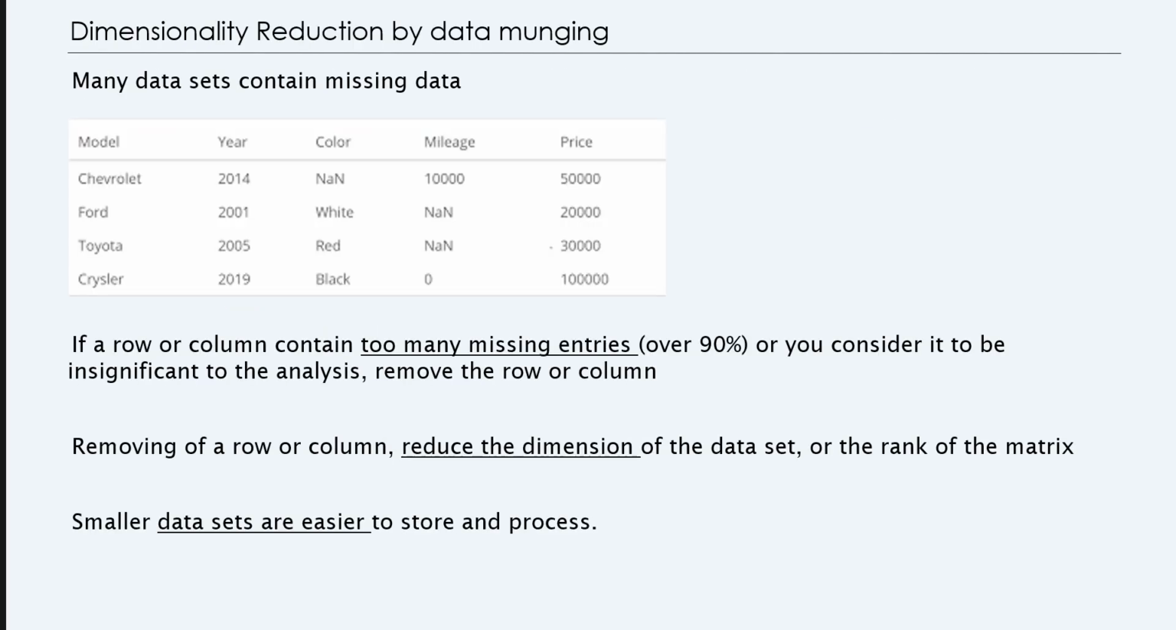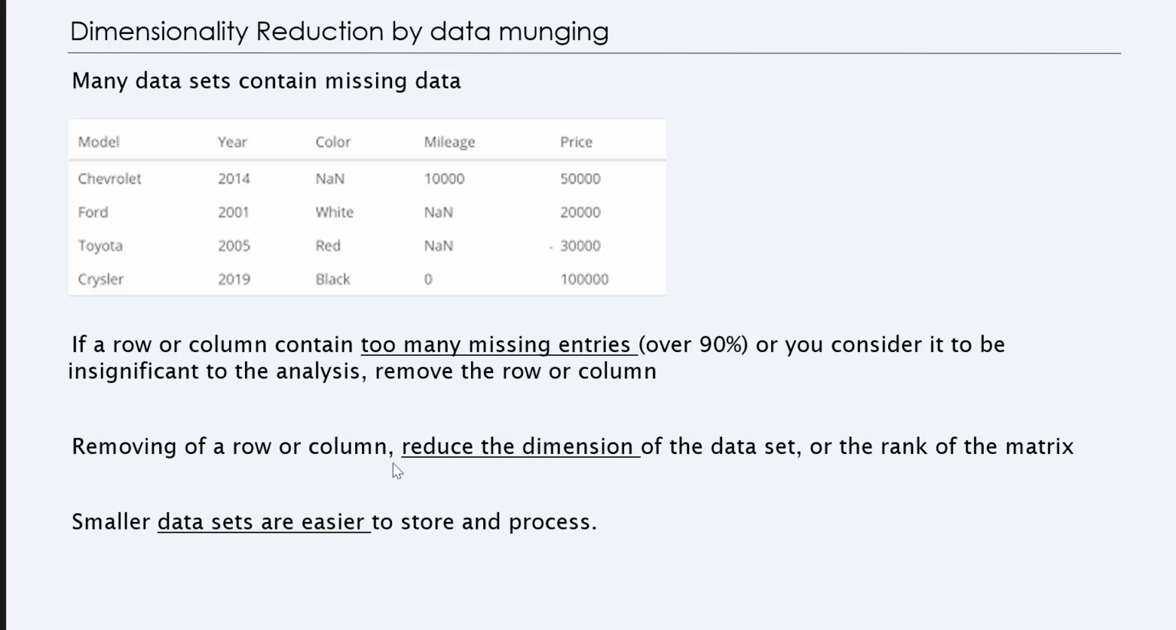So there are some guidelines for handling missing data in a data set. We suggest that if a row or column contains too many missing entries, especially say over 90%, or if the data is deemed insignificant to the analysis, that row or column should be removed. The process of removing rows or columns not only cleans the data set, but also reduces its dimensionality or the rank of the matrix. By doing this, the resulting data set becomes smaller, making it easier to store and process, which enhances computational efficiency and facilitates more streamlined data analysis.